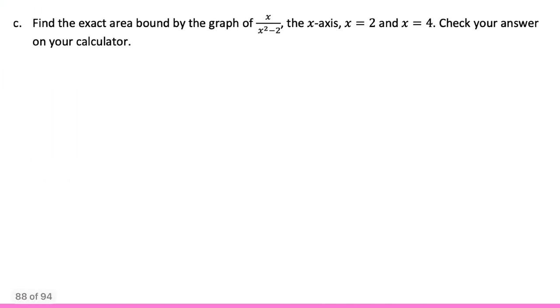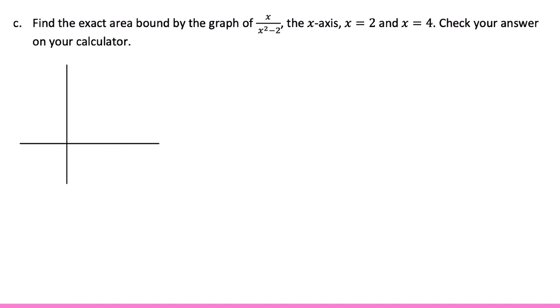Now this one's a little bit more of an application, because now it says find the exact area bound by that particular graph, the x-axis, x equals 2, x equals 4. Check your answer on your calculator. So what we should always do, of course, is graph whenever we're about to find the area, just in case it goes below the axis.